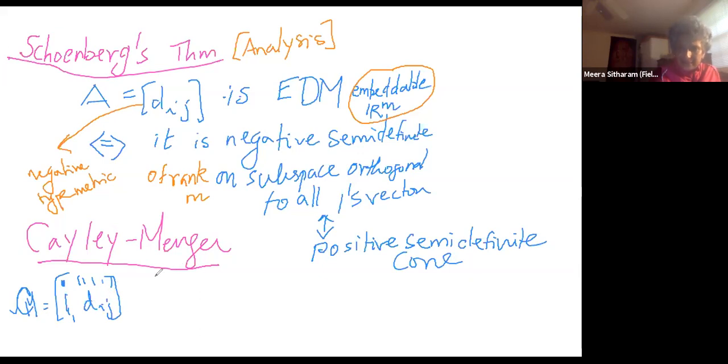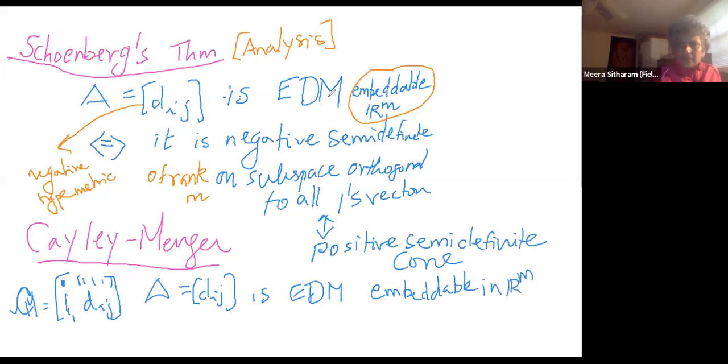So again, the question is: delta equals Dij is EDM, and then again, embeddable in R^M. We can think of this as an extra condition, which we can have or not have, and we still have a theorem. So, if and only if, again, we have two conditions. This negative semi-definiteness condition, as you can see, is a type of inequality, a sequence of inequalities. Here it corresponds to all the minors.